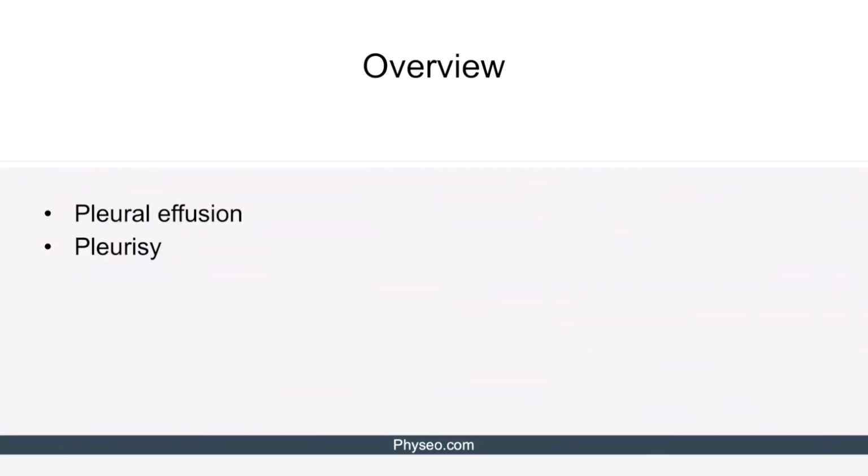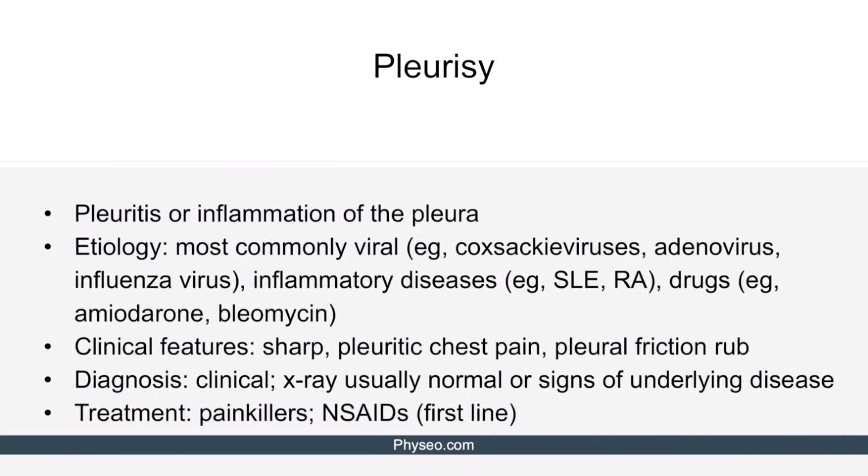All right, now that we've discussed pleural effusion, let's discuss our last topic, pleurisy. This is another term for pleuritis or inflammation of the pleura. It most commonly has a viral etiology and may occur with infections such as Coxsackie virus, adenovirus, and influenza virus. It can also occur in the setting of inflammatory diseases such as lupus and rheumatoid arthritis. Drugs like amiodarone and bleomycin may also be responsible.